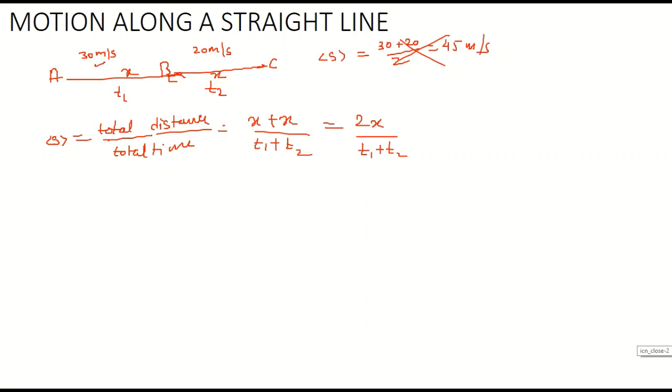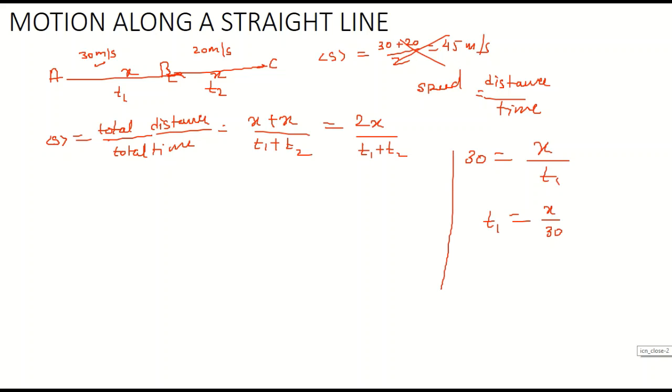So students, the speed is given from A to B. Look here, what is the formula of speed? That is nothing but distance upon time. Yes, very good. So the first speed is 30 meter per second, that is 30 is equal to distance, in the first case x, upon time t1. So the time in the first case is x by 30. In the second case, what will be the time? The speed is 20 meter per second, the distance is x, the time is t2. So that is equal to x by 20.